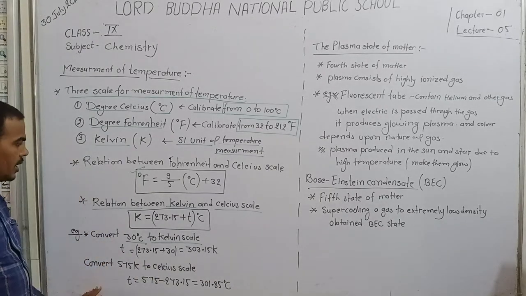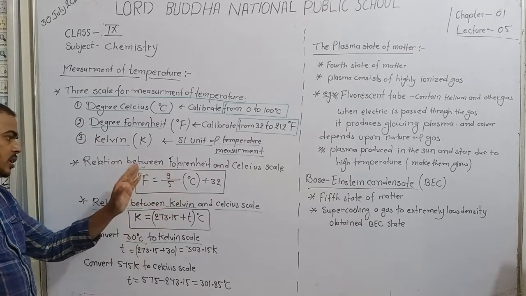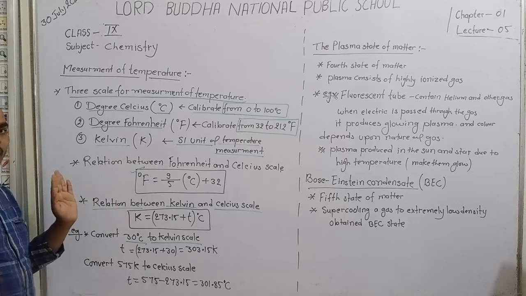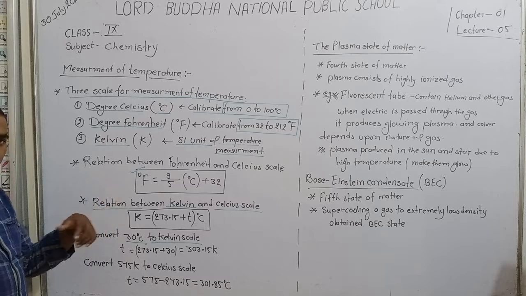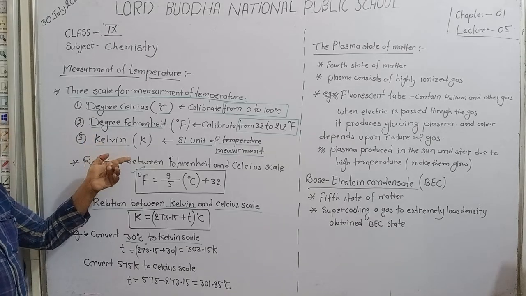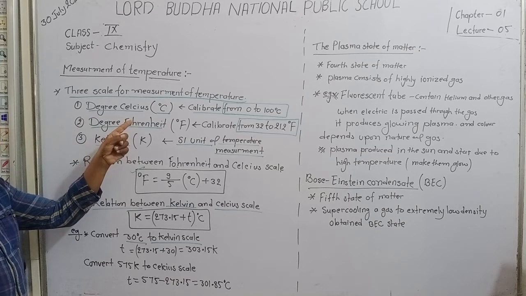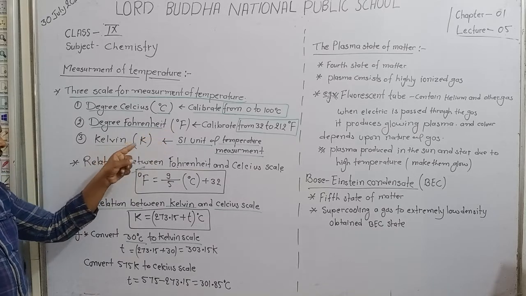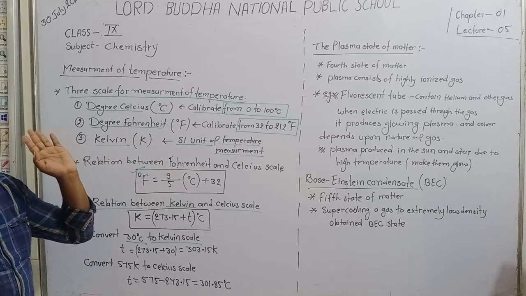I think you understand how to convert Fahrenheit into Celsius and Celsius into Fahrenheit, and Kelvin into Celsius and Celsius into Kelvin. Always remember both formulas and convert temperatures into each other. There are three scales for measurement of temperature: degree Celsius, degree Fahrenheit, and Kelvin. Celsius and Fahrenheit have the degree symbol, but Kelvin does not, because it is the SI unit of temperature measurement, not a calibrating scale.